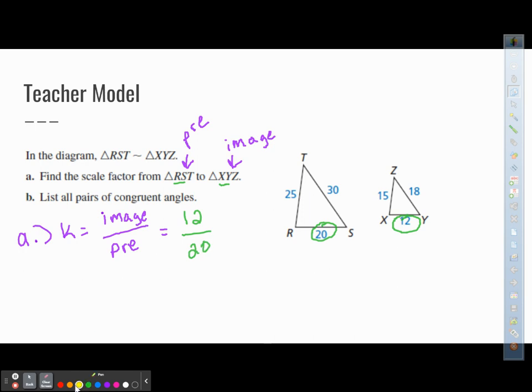Now, in your calculator, I would not type in 12 divided by 20 because these calculators don't do fractions. All you have to do is see what number both of these divide by. So I can divide both of these by 4. 12 divided by 4 is 3. 20 divided by 4 is 5. So my scale factor is 3 over 5. How do you know what to divide it by? The biggest number that you divide by.